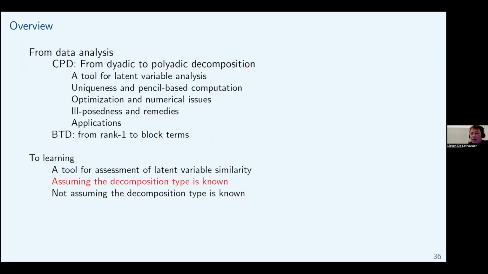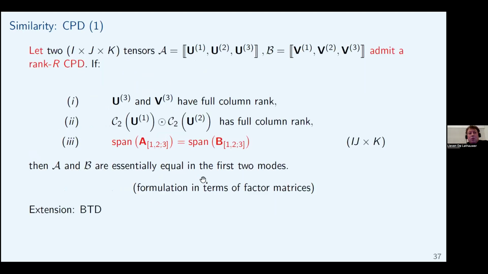So okay, again we can present several results of increasing complexity, and the first result that I will present is that at least you know what kind of decomposition you are dealing with. So you have 2 tensors A and B, and for instance, you know that they both admit rank R CPDs. At least that is a given.